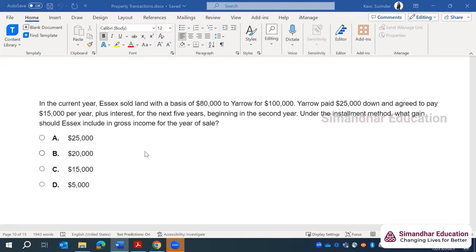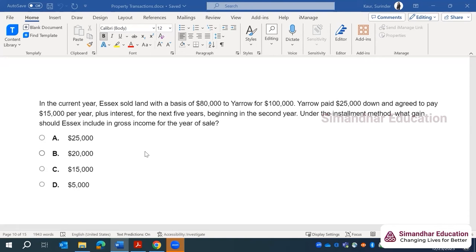Okay, so let's read the third question. In the current year, Access sold land with a basis of $80,000 to Yarrow for $100,000. Yarrow paid $25,000 down and agreed to pay $15,000 per year plus interest for the next 5 years, beginning in the second year. Under the installment method, what gain should Access include in the gross income for the year of sale?